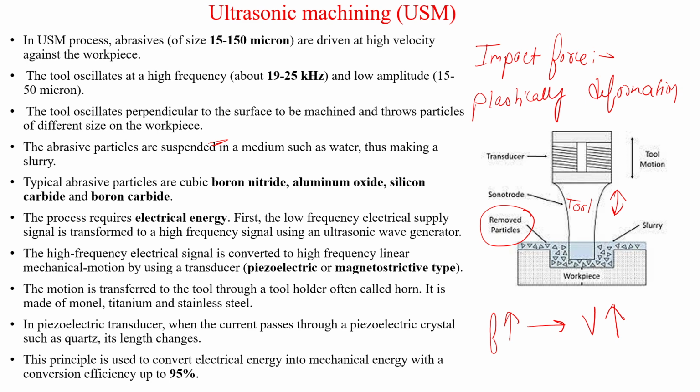Okay, now we will see various process parameters and various points, because this is a very theory-based subject. You need to remember the points from the exam point of view. So we will see each and every point. First, in the USM process, abrasives of 15 to 150 microns are driven at high velocity against the workpiece. These abrasives are contained in the slurry.